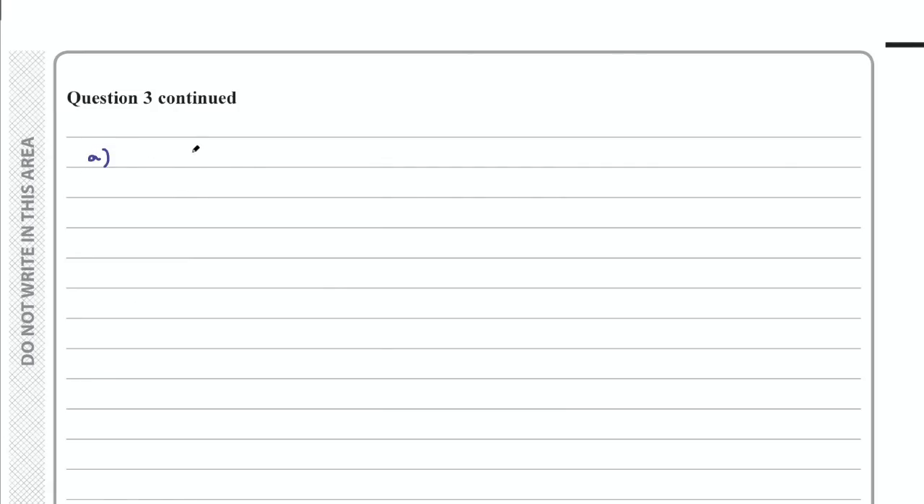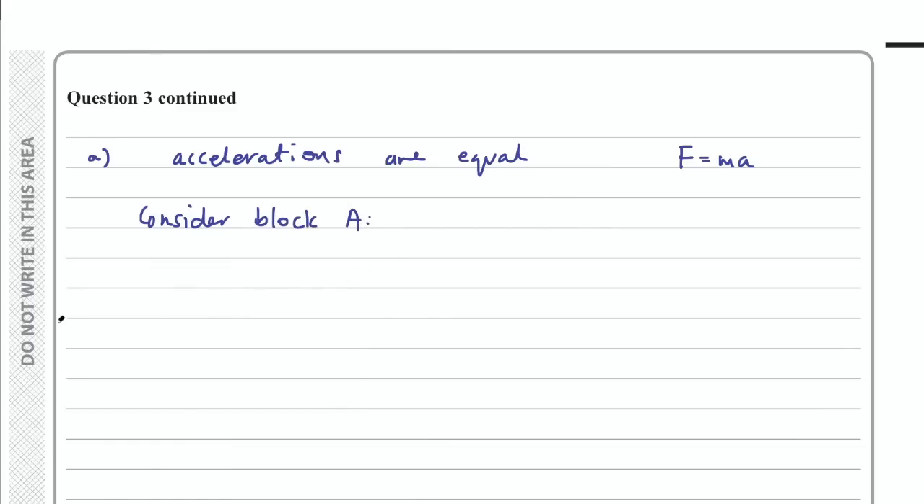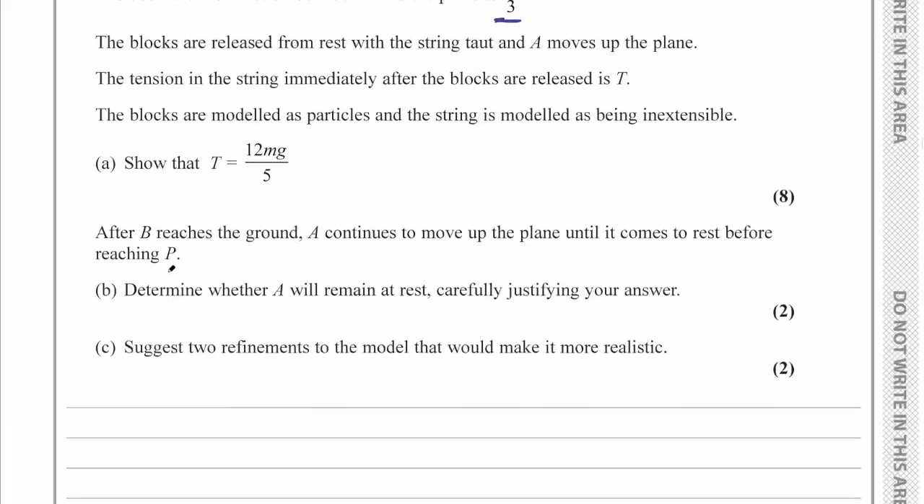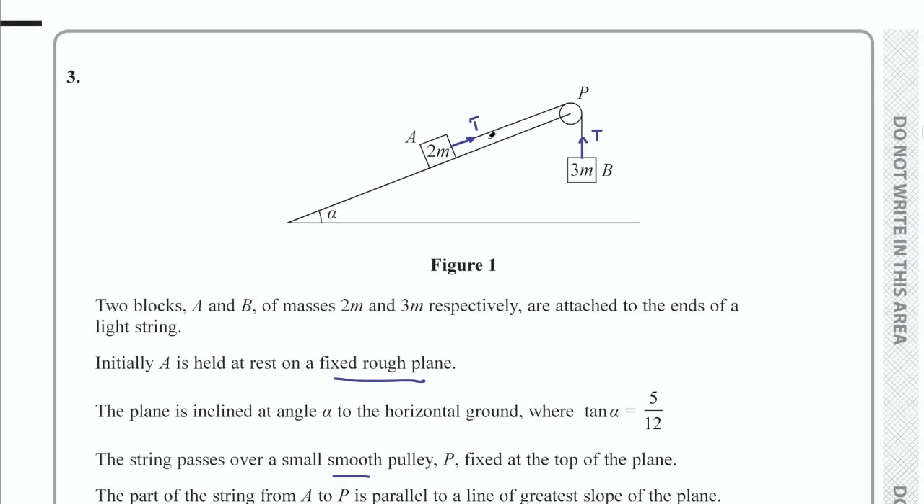For A, we're not assuming, we know that the accelerations, once they're released, are equal for each box. And also I'm going to be using the fact that F equals MA as well. Okay, so let's firstly consider block A and the forces acting on block A. And as I said, we're going to look at the forces acting horizontally parallel to the plane. So firstly, I've already drawn one in. We have the tension force here pulling the box, the mass up the plane.